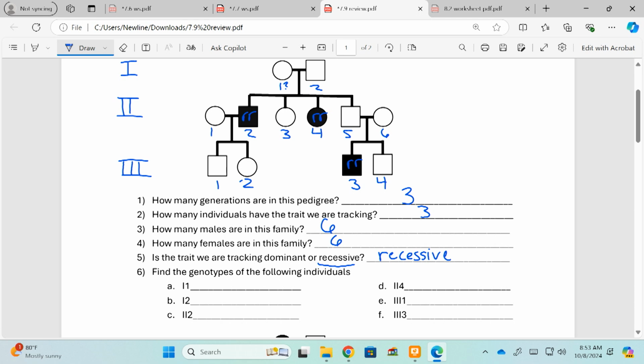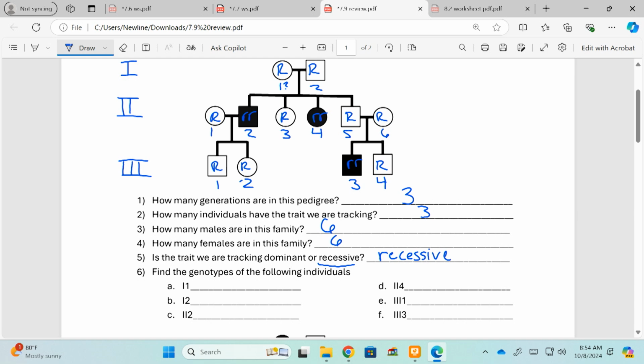We do know what one of their alleles is. Because they don't show the trait, that means they have to have at least one dominant letter. They could have both of them, but they have to have at least one dominant allele, otherwise they would be showing the trait. So what I'm going to do next is go through and give everyone who's not shaded one capital letter. We know they have at least one capital letter, because if they didn't, they would be shaded in. So we can determine that.